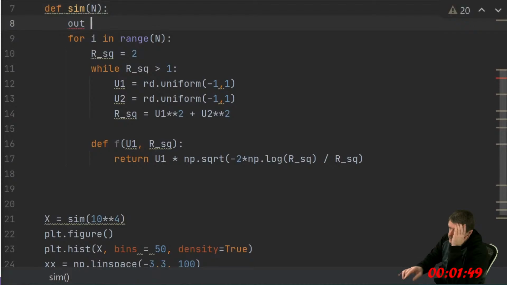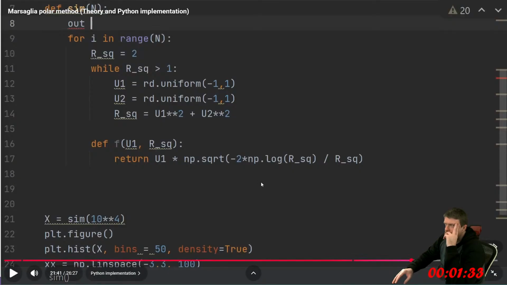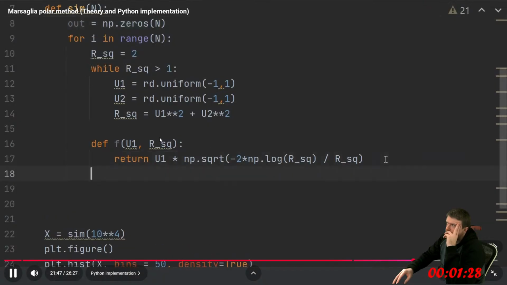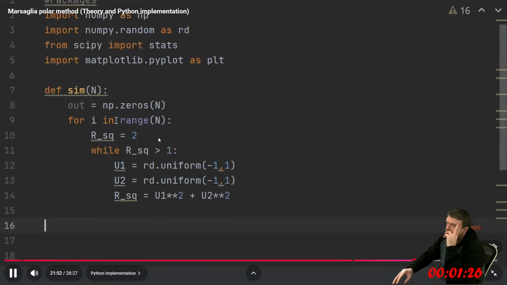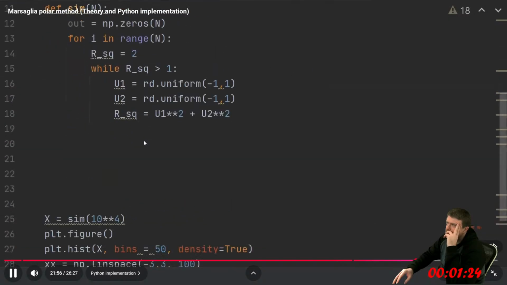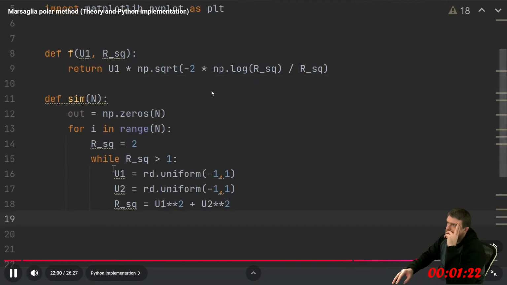When does he use this F function? I don't really like how he's got this function in the for loop. Where the hell is he calling it? Zeros, that piece, just put it aside. Okay, all right. So at this point, I have sampled V1 and V2 until they are within the circle.